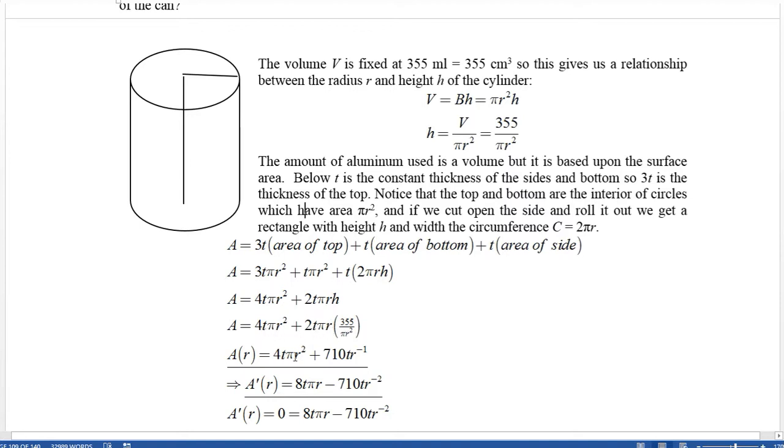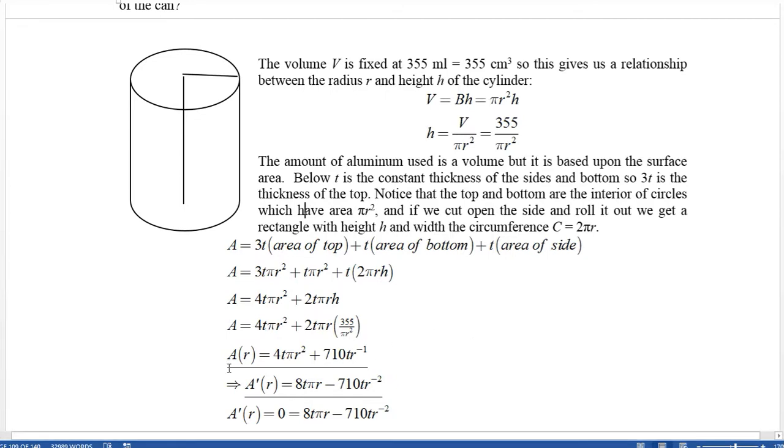This is 4t pi r squared for the first part. 355 times 2 is 710, and we still got a t, and we got r over r squared. Well, the pi's cancel here in this part, notice. And the r over r squared is 1 over r, which is r to the negative 1. So now we have A as a function of a single variable r. T, however, remember, is a constant. It's not changing if we change the radius. We don't know what it is. It's something pretty small, the thickness.